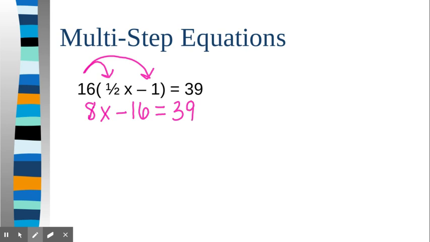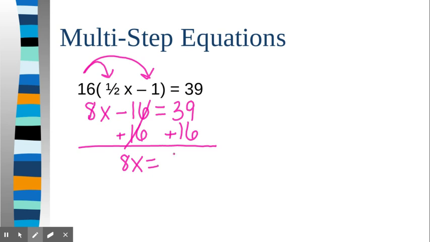My x is on the left, so I need to move my 16. I'm going to do opposite operations again. So we're going to add 16 to both sides. They go away on the left, and we're left with 8x. And on the right, we have 55.